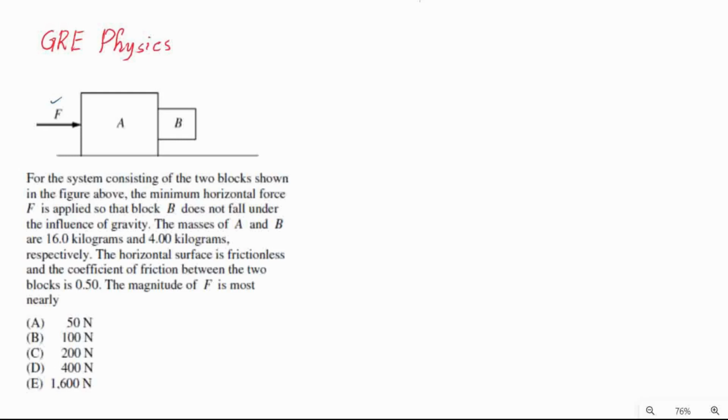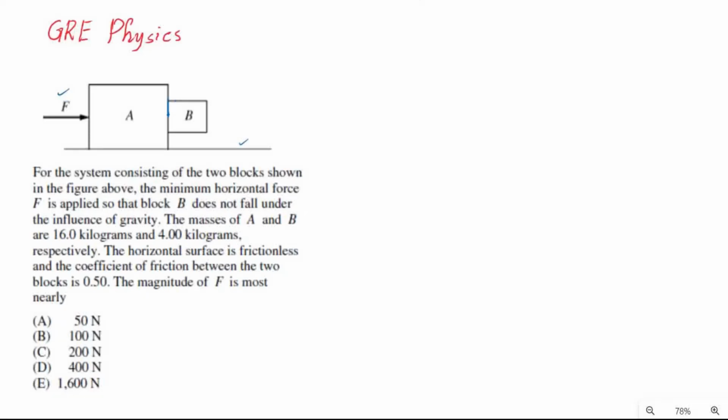The horizontal surface is given to be frictionless here, and the coefficient of friction for the surface between the two blocks, block A and B, is given to be 0.5. So the magnitude of F is most nearly equal to one of these five values: A, B, C, D, and E. We need to find out the closest value here.